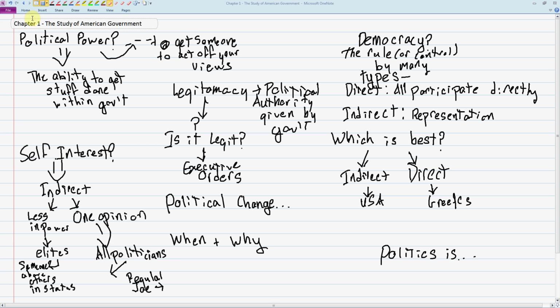Now let's first define political change. That's basically a change in political view.